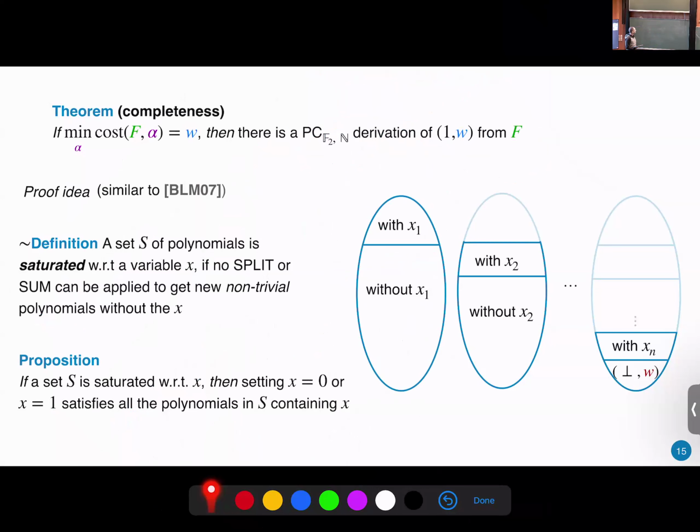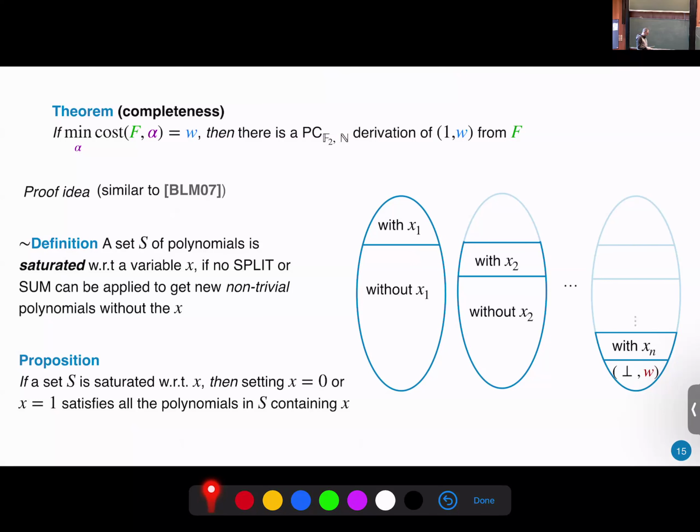Okay, this is the property that we want, and a set of polynomials will be saturated with respect to a variable essentially if we have done all the splits and sums that make sense. So we are producing all the possible splits of polynomials until we don't get any new non-trivial polynomials. A polynomial is trivial if it is equivalent to 0. So informally, this is the notion of saturation and how it's used.